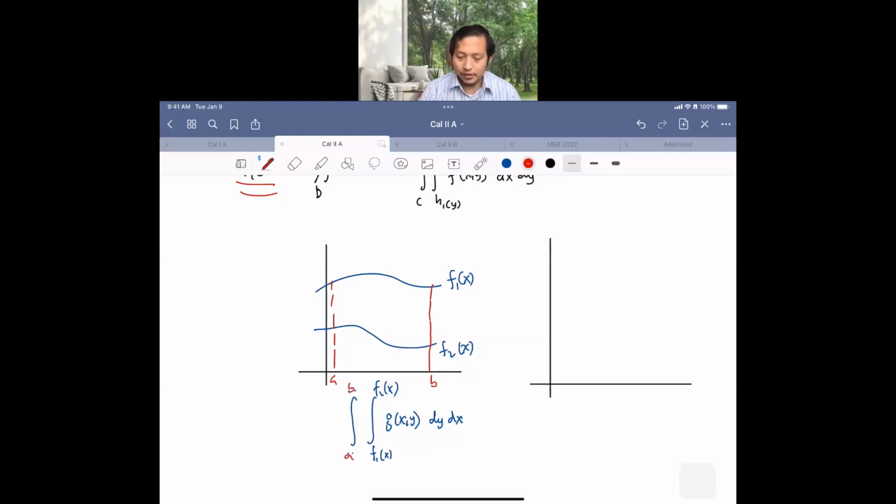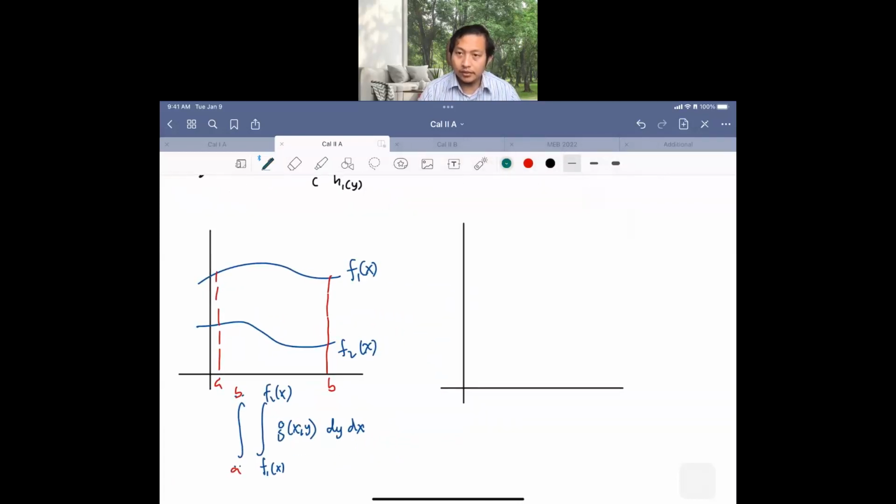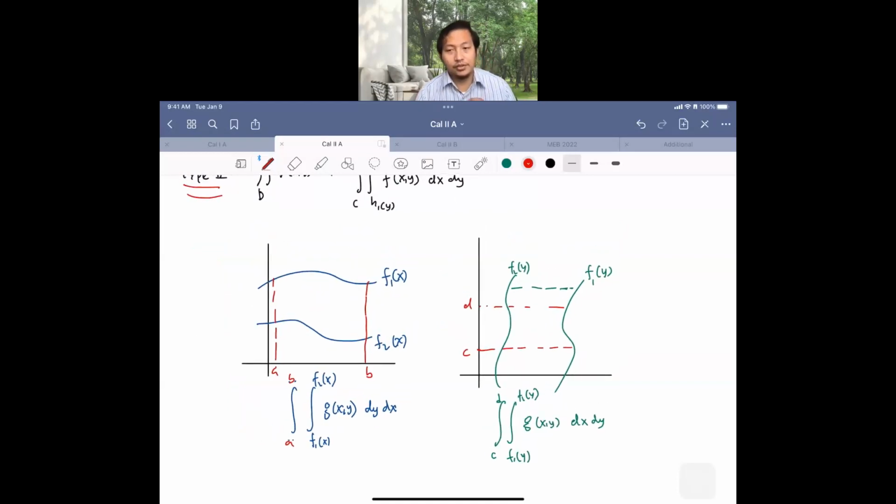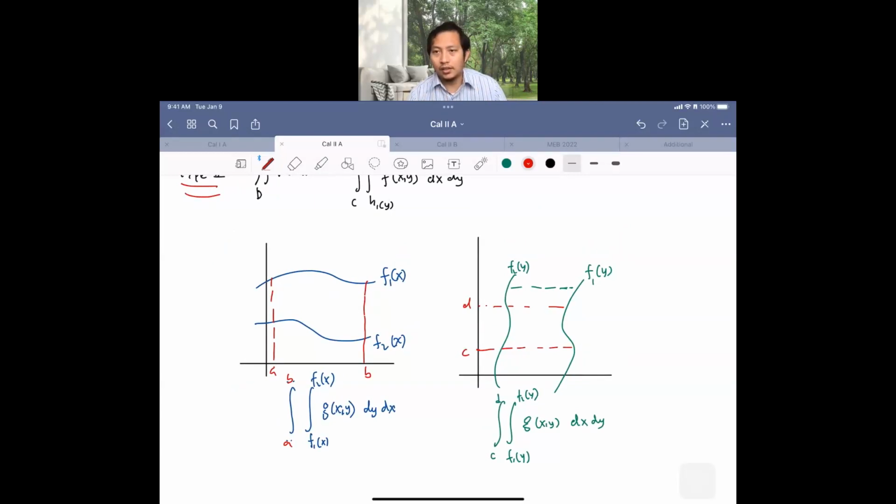Or if you have the area D having an obvious choice for a function of y, you can take this as a function of y, and let's say this is g(x, y), and this is dx dy. Maybe c is here, and d is here. Okay, this is just to show you what we can do on more practical.